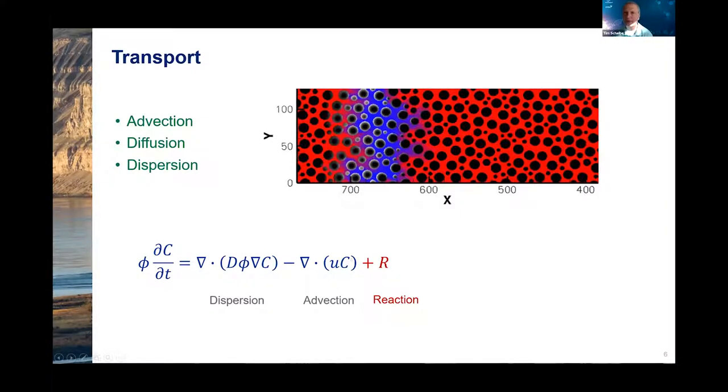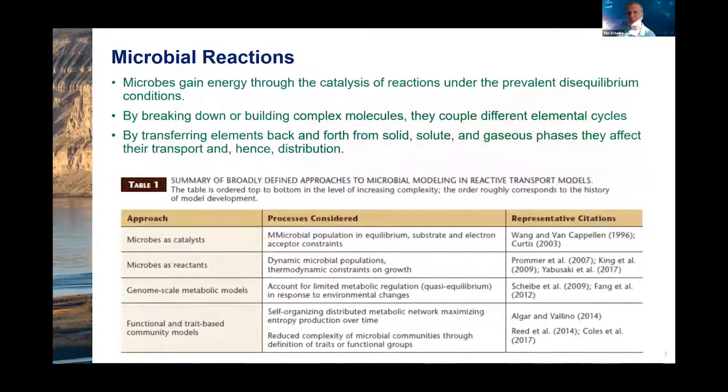And the way we generally then incorporate reactions into the advection dispersion equation is by adding a reaction term. And it's really this reaction term that we want to talk about a lot today. How do we represent that reaction term when we combine reactions with transport? So in particular, we're interested here in how do we incorporate microbial reactions.